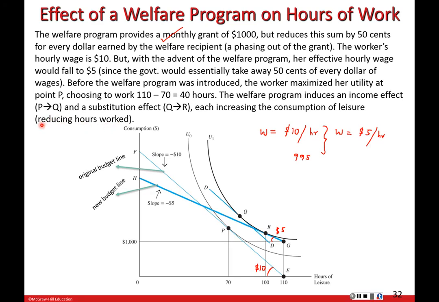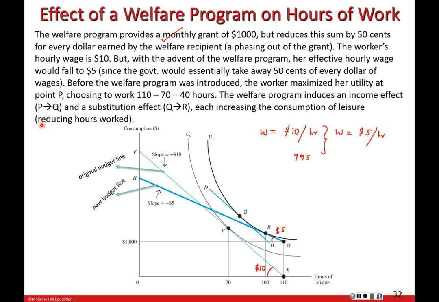Right? So if you have a program that combines a grant with this type of tax on wage. What do I mean by tax on wage? The fact that for every $10 you earn, the government reduces your $1,000 grant by $5. What this does is it effectively reduces your hourly wage by 50%. Right? Instead of taking home $10 per hour, you're actually in effect taking home just $5 an hour, because the government reduces your grant by $5 for every $10 you earn. Right?